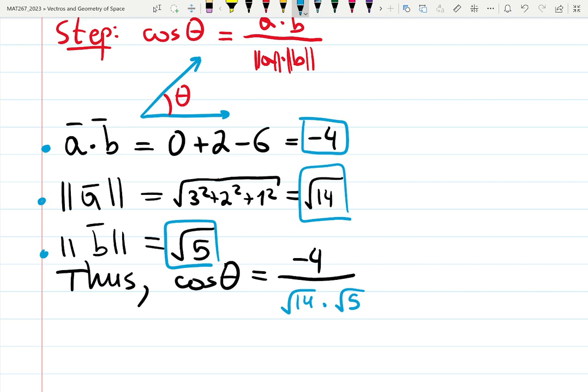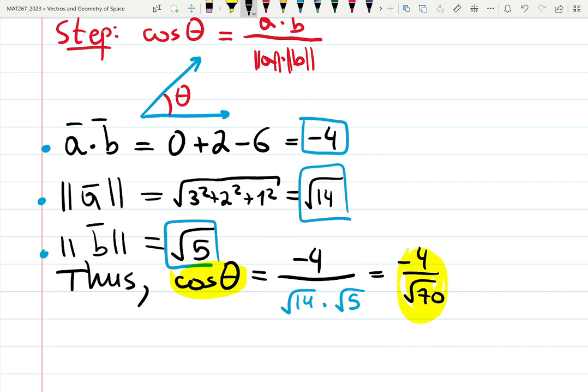Remember, square root times square root is one square root. You can put things into one square root. So it's square root of 70. Minus 4 over the square root of 70. That is the cosine of the angle. And we need the angle.